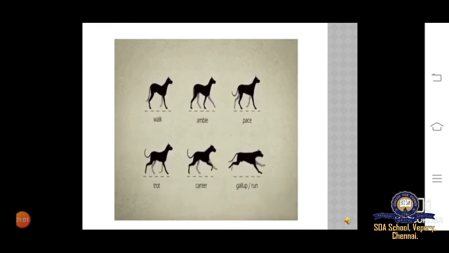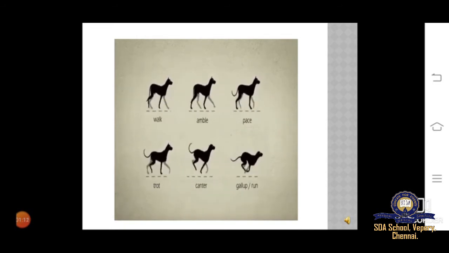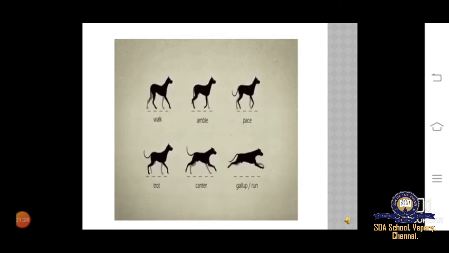Then canter. Canter is a gentle run. Then gallop. Gallop means jumping and then running. So these are different types of movement for an individual animal. Even we human beings do different movements. It depends upon our necessity as well as our time. We are moving to different places, doing different movements.